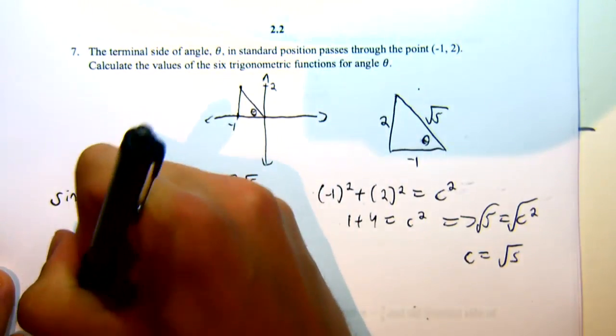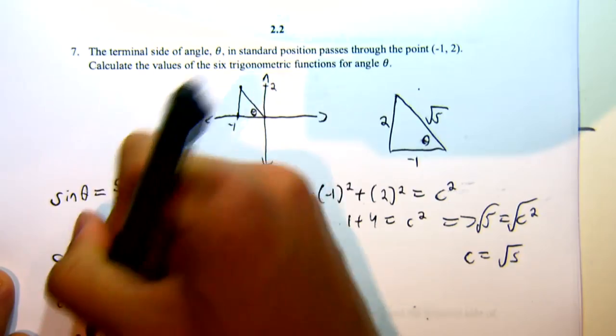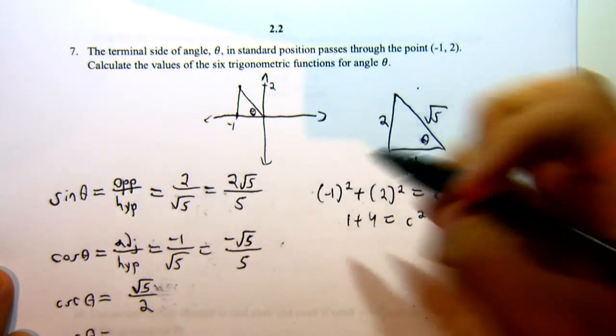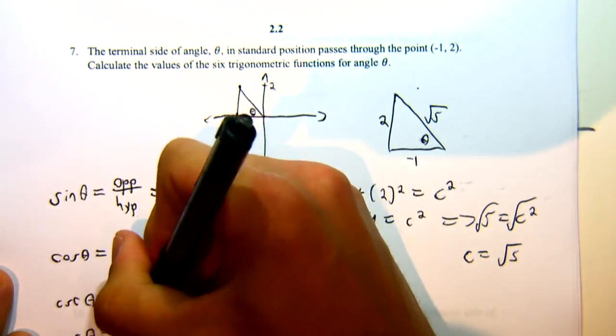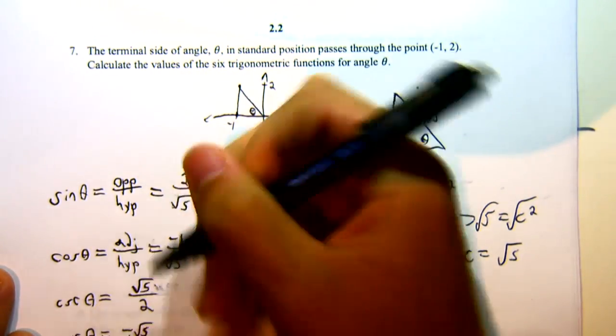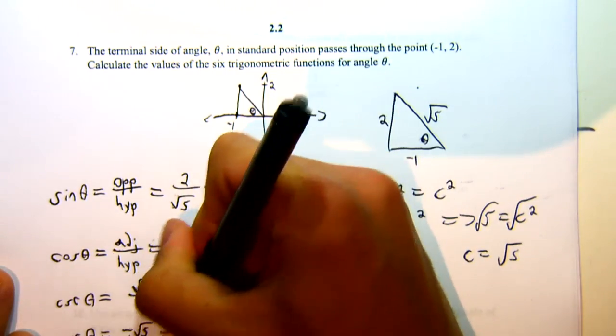Alright, for secant, it's the reciprocal of cosine. So we just take this and flip it. Negative square root of 5 over 1, which is just negative square root of 5.